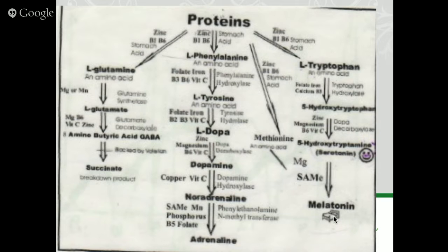The thing is, all the way along that pathway as well, we need very similar kinds of cofactors. Up the top, again, we've got zinc, B1 and B6. Then after tryptophan, we've also got folate, iron and B3. Then we've got zinc, magnesium, B6 and vitamin C, pretty much in the same ratios as we do to create adrenaline in the different areas of that pathway.